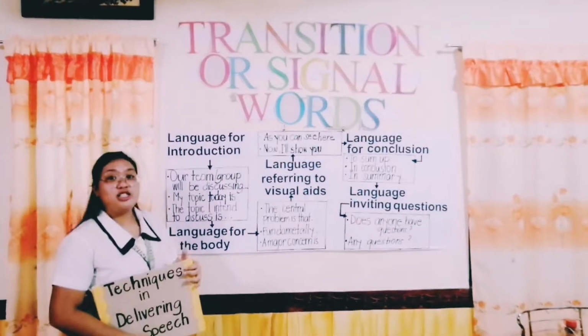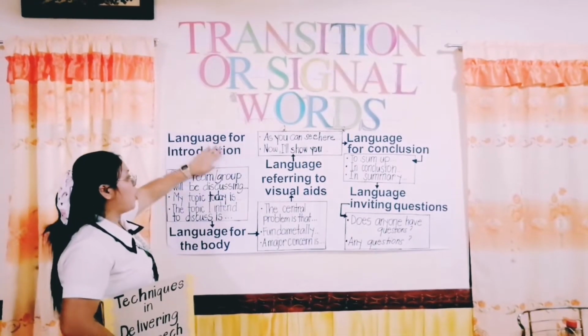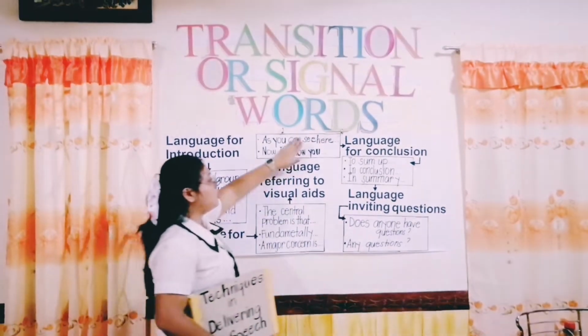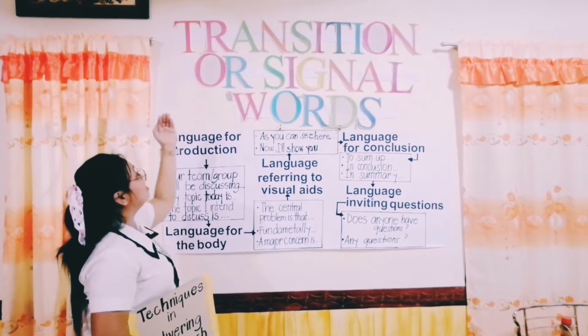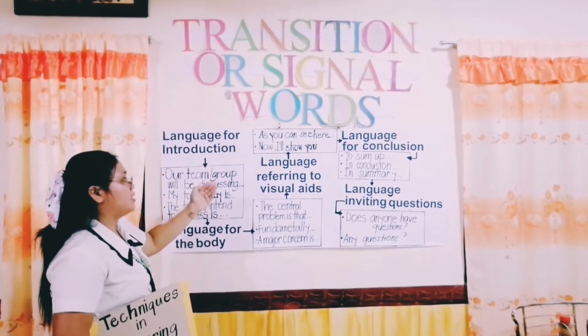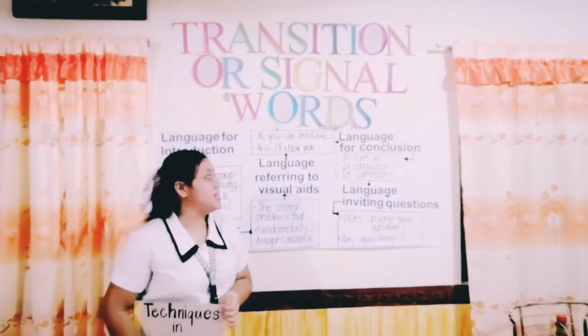So, first, let us go with our graphic instructional materials. Are you ready? Let's go! The first instructional material is the flow chart, which my students will use to know the flow when they are using the transition or signal words in delivering their speech.